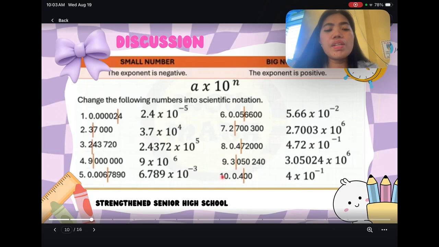Number 5 is equivalent to 6.789 times 10 raised to the power of negative 3. And number 6, that is 5.66 times 10 raised to the power of negative 2. And number 7, that will be 2.7003 times 10 raised to the power of 6. And number 8, that will be 4.72 times 10 raised to the power of negative 1. And number 9 will be 3.05024 times 10 raised to the power of 6. And lastly, number 10, that will be 4 times 10 raised to the power of negative 1.